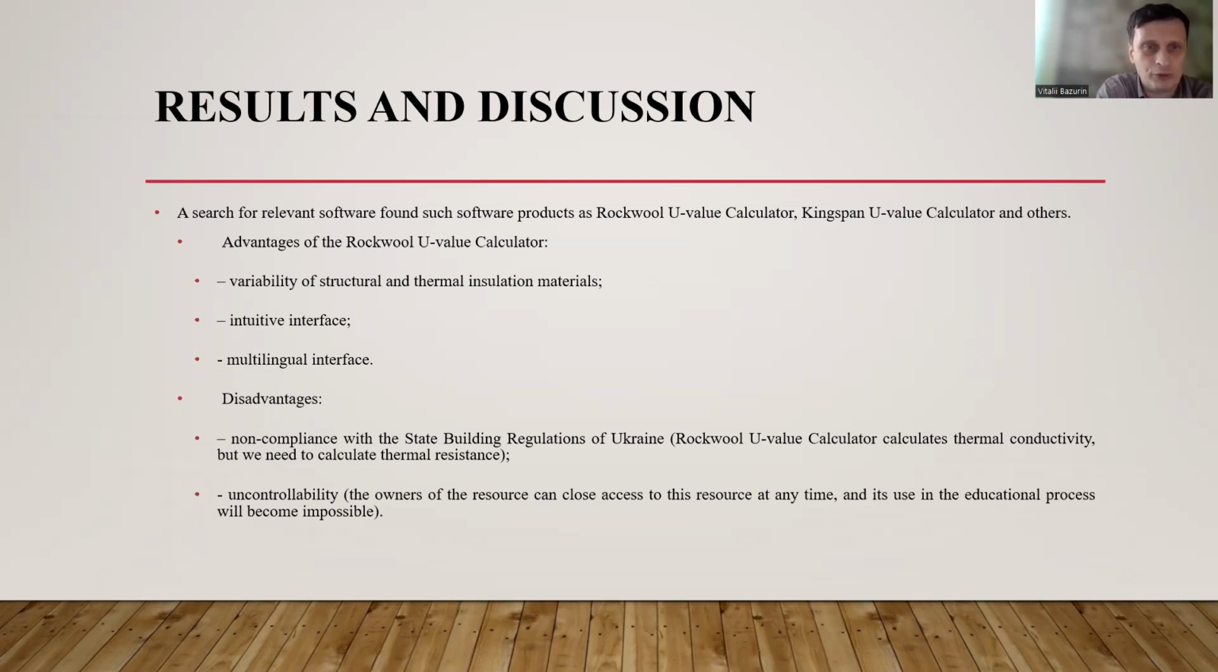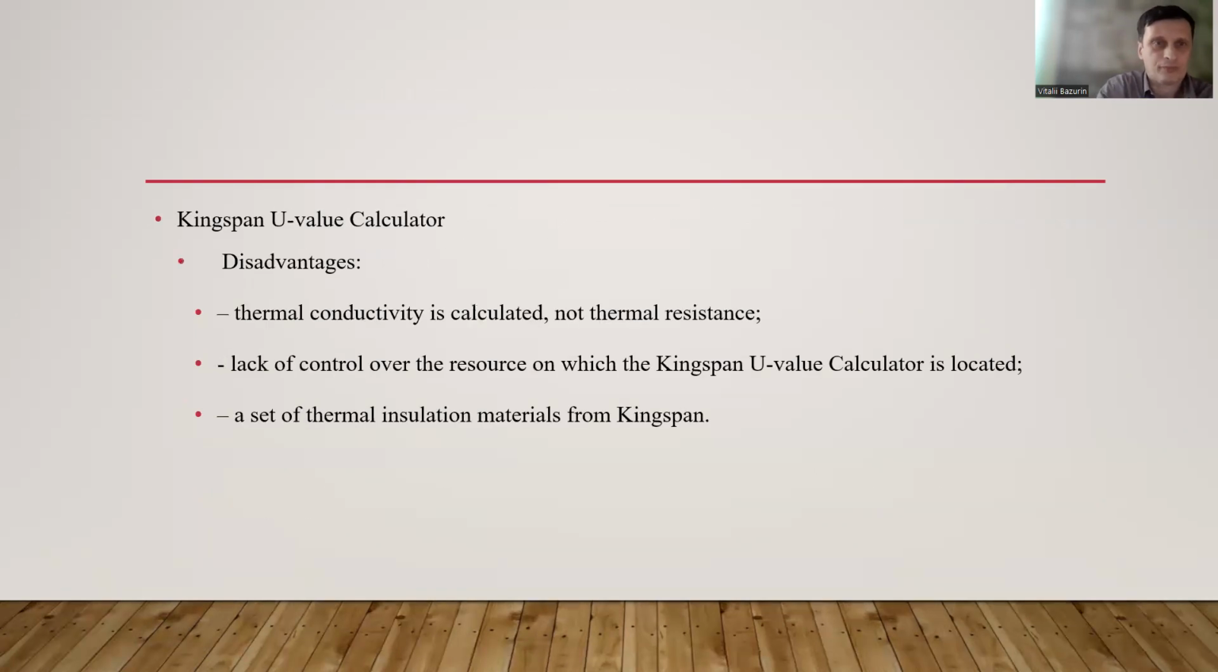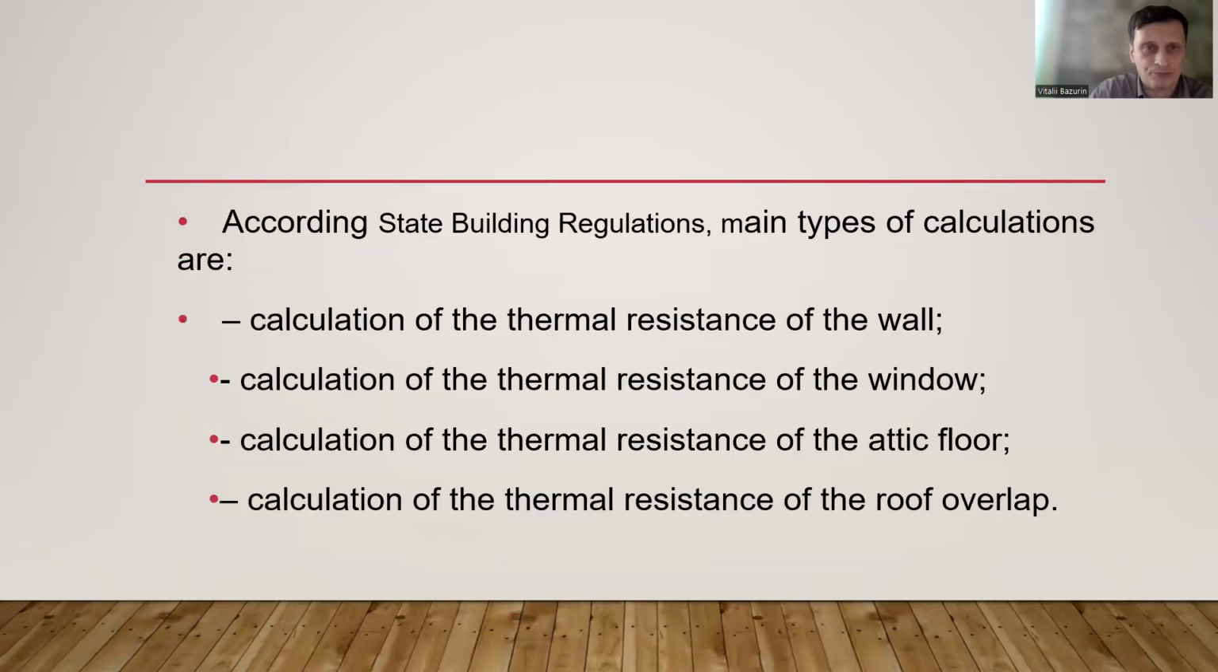disadvantages: not in compliance with the state building regulations of Ukraine, uncontrollability. Kingspan U-value calculator, disadvantages: thermal conductivity is calculated, not thermal resistance, lack of control, the resource on which the Kingspan U-value calculator is located has a set of thermal insulation materials from Kingspan.